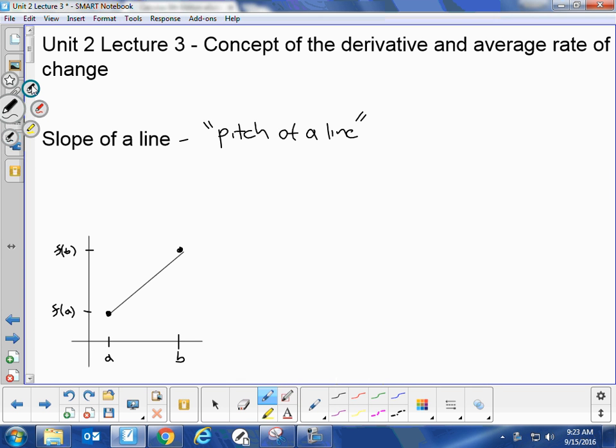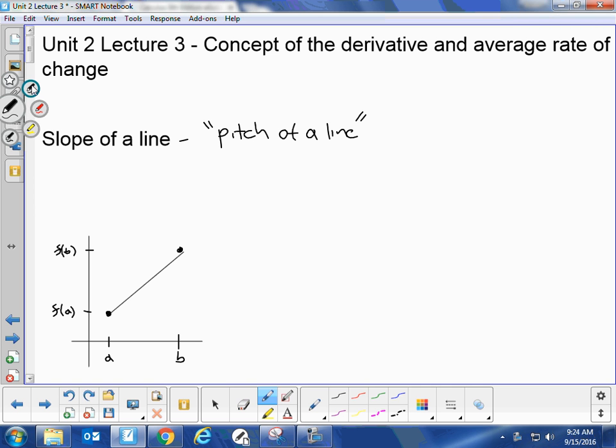So we've talked about asymptotes, we talked about continuity, and we're going to change gears a little bit. We're going to go away from limits just for a little bit, kind of. And we're going to talk about slopes, okay? And we know slopes from back in algebra. Slope is like the pitch of a line, okay?